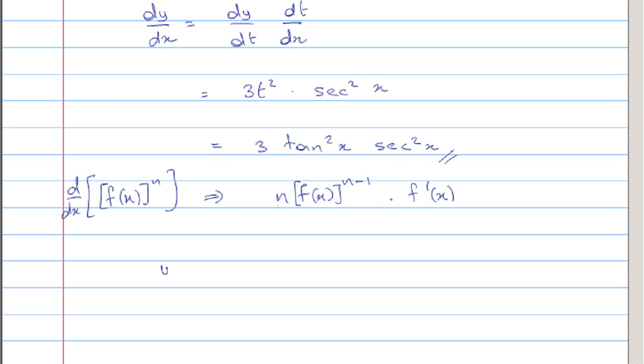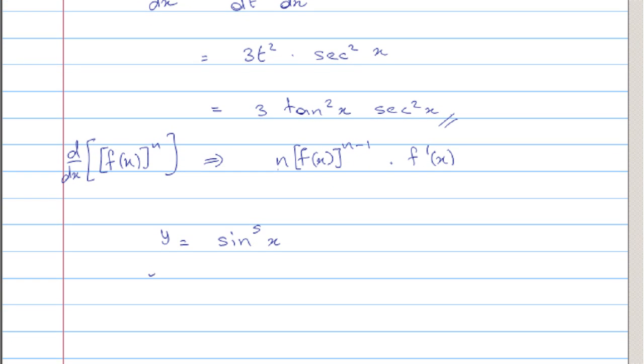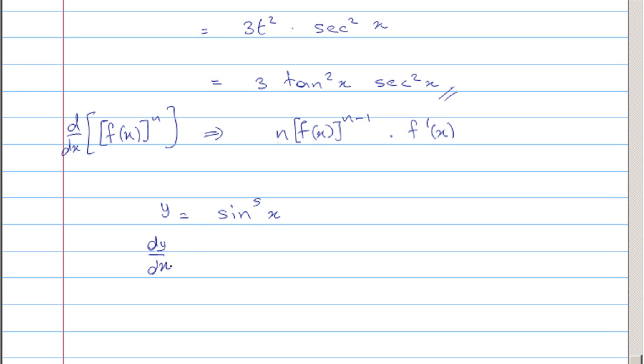And to take another example, let's say we have y equals sine x to the power 5, or sine to the power 5 of x, then dy over dx will be equal to, I bring the power to the front so that I have 5 times sine x, but now the power is reduced to 4, and then I've got to multiply that by the derivative of the sine function. So the derivative of sine is equal to cos of x.